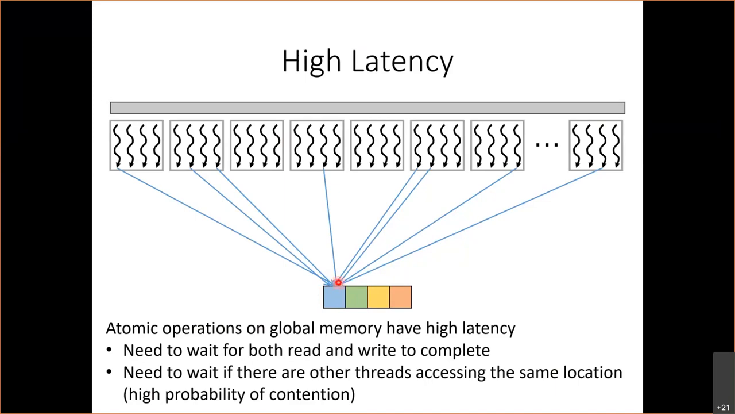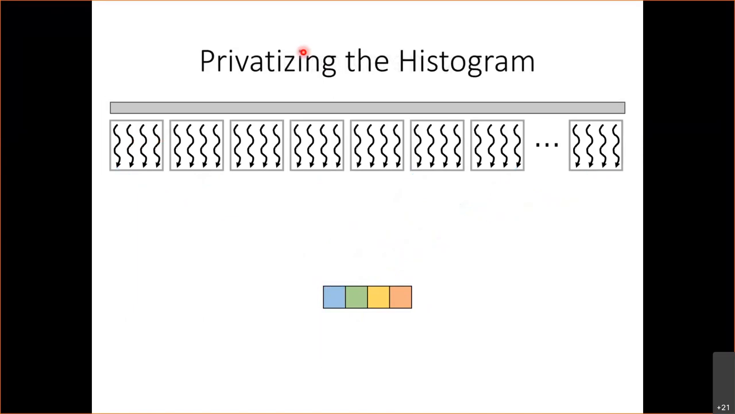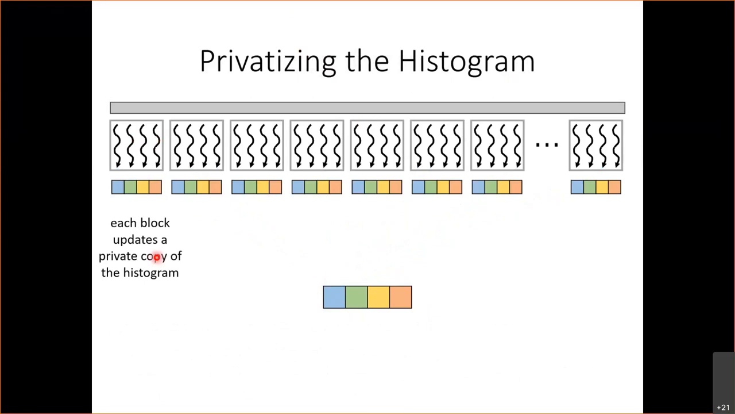Oh, okay. So one thing we can do is called privatization. This is a common category of optimizations that we apply whenever we have different threads contending on a shared output. Instead of this universal copy of the histogram that all the threads are updating at the same time, we can privatize the histogram. That means I can create a private copy of the histogram for each thread block. Each thread block will then update its private copy. If threads in the same thread block are updating the same bin, they will contend only inside their own private copy. They're not going to contend with all the threads in the other thread blocks that want to update that bin. So we absorb some of the contention in the private copies of the histogram.